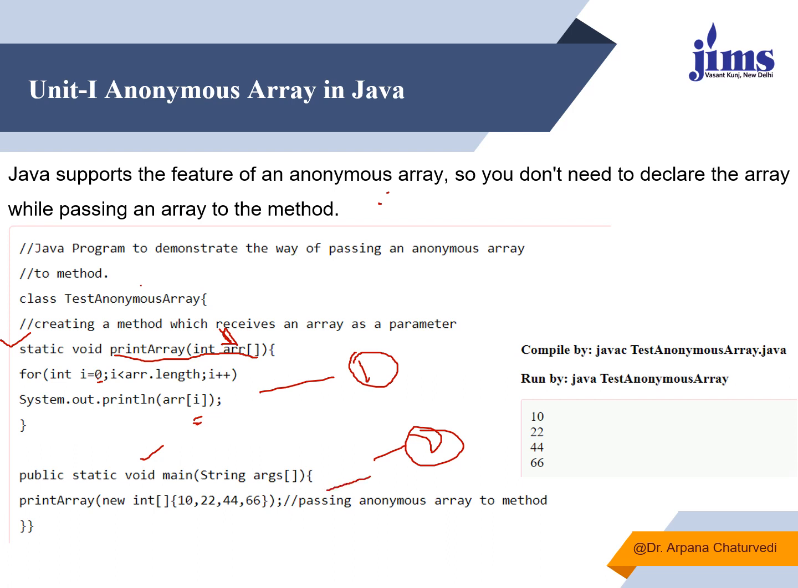Now in main, at this time I am not declaring any array. While calling this printArray function, I am passing all the values. When I am passing, I am just mentioning that this is an array of integer type. And whatever number of values I am passing, that will allocate memory of 2 into the number of elements of this array, while passing it anonymously to the calling function.